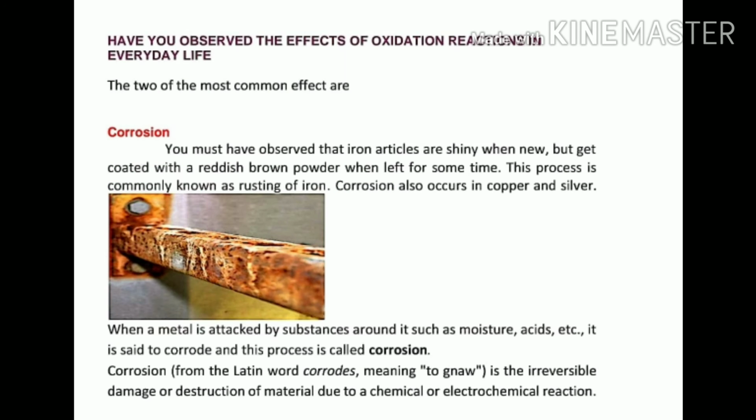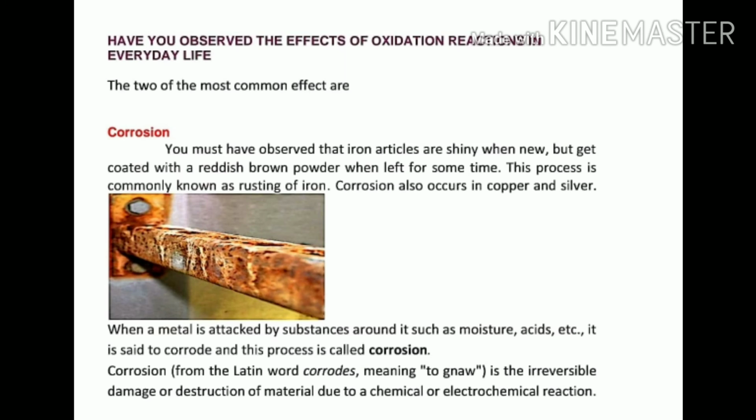Have you observed any effect of oxidation in everyday life? Yes, you must have. One of the common examples of oxidation is corrosion. Before knowing corrosion, you must have observed that iron articles are shiny when they are new, but they get coated with a reddish brown powder when left for some time. This process is commonly called the rusting of iron. The rusting of iron is one of the most common examples of corrosion.